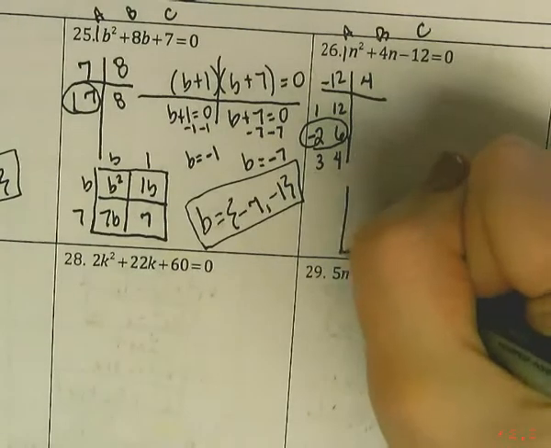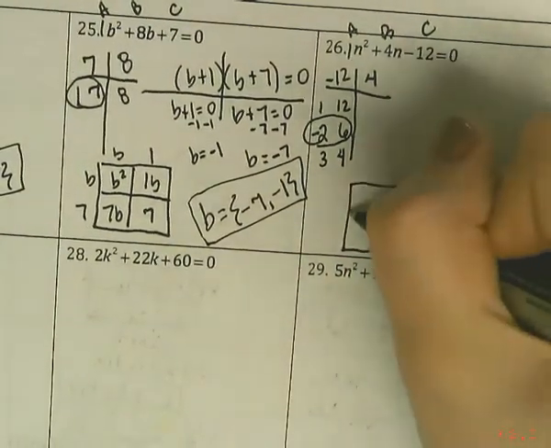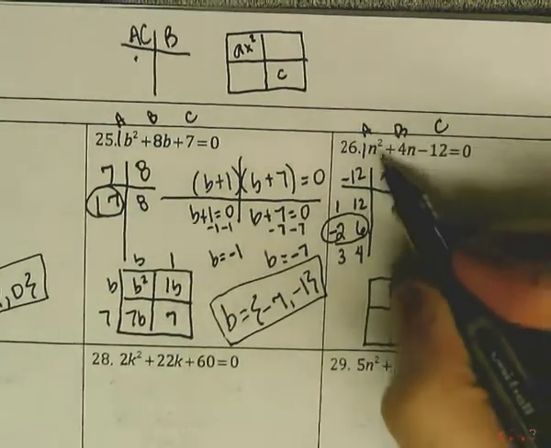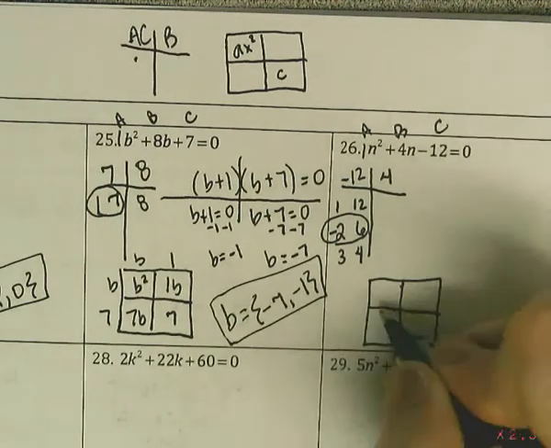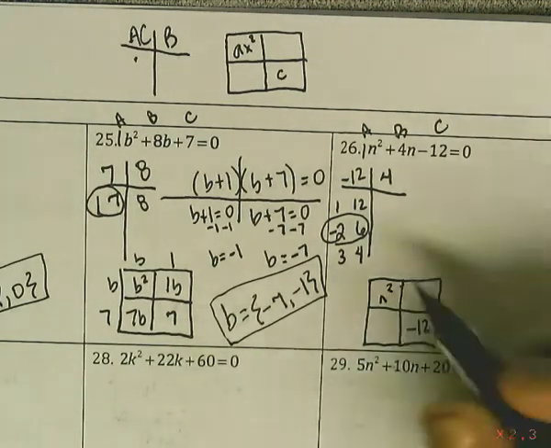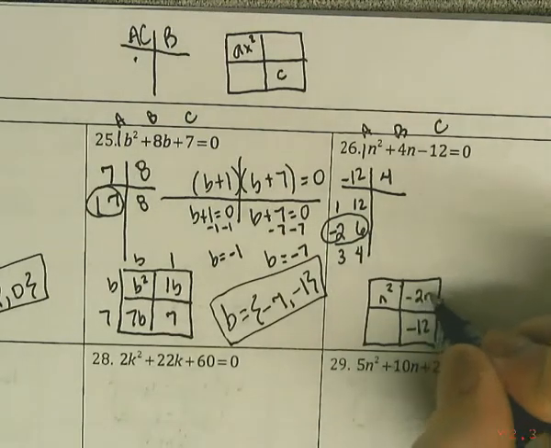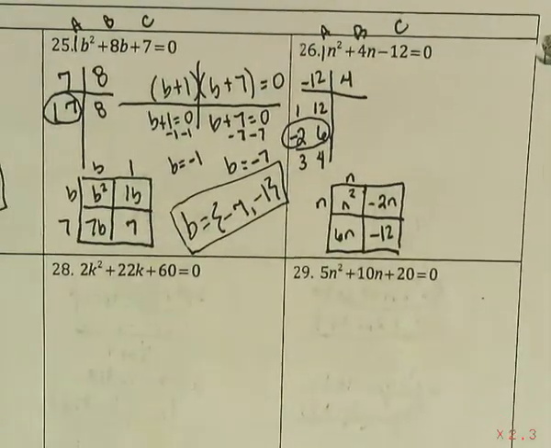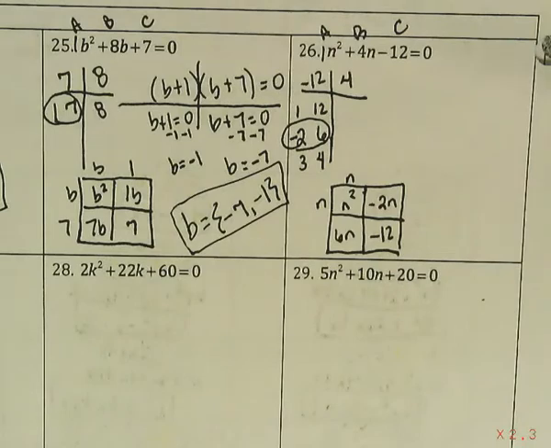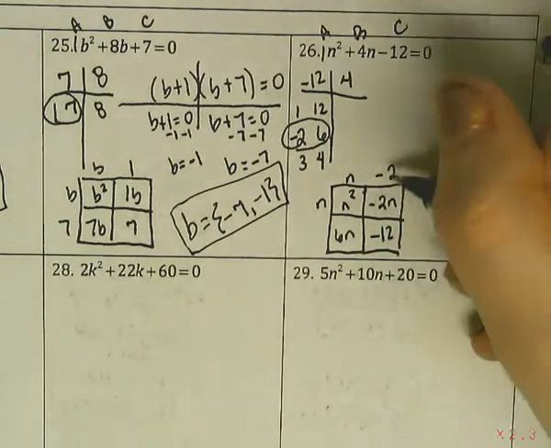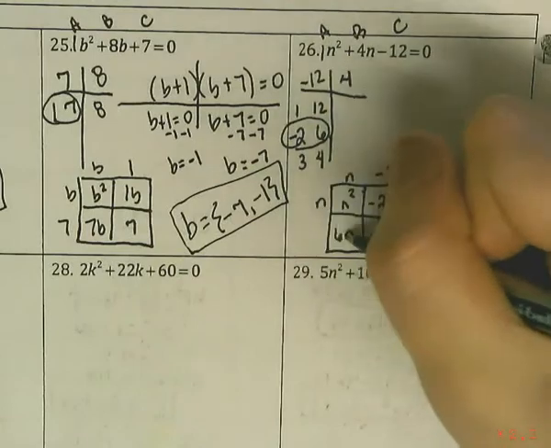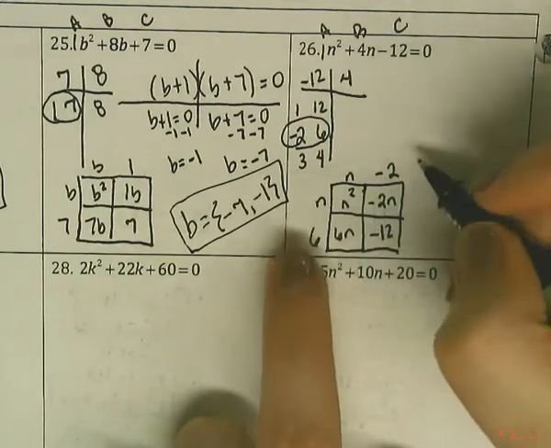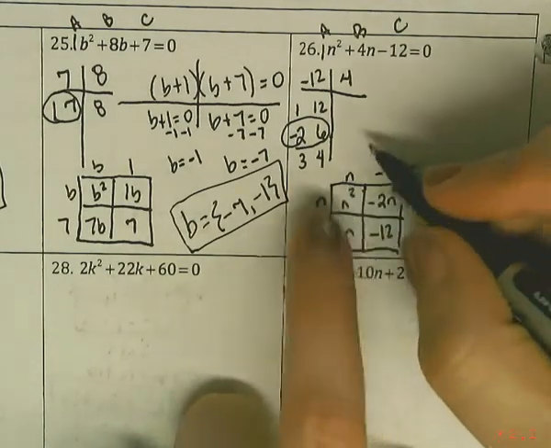Okay, make your little Punnett square box. Remember we said the top left corner is ax squared and the bottom is c. So here ax squared is n squared and c is negative 12. So n squared, negative 12. Those are the things that go in here. Negative 2n, 6n. N times what gives me negative 2n? Negative 2. N times what gives me 6n? 6. It's just a multiplication chart. N times 6 is 6n. Negative 2 times 6 is negative 12. You can check, do they all work?